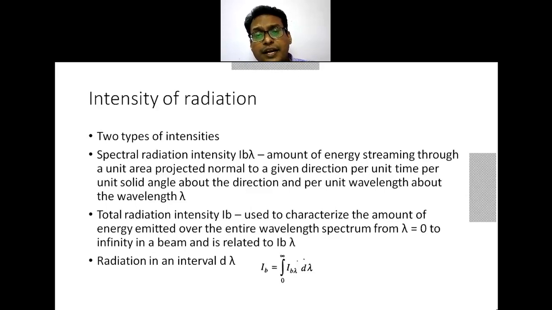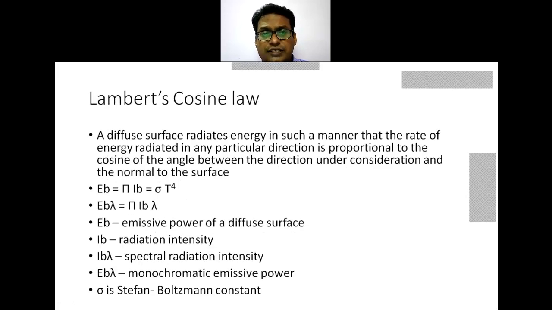And the total radiation intensity IB is used to characterize the amount of energy emitted over the entire wavelength of the spectrum, that is, for lambda from 0 to infinity. That is why we integrate the spectral radiation intensity multiplied by d lambda, where d lambda is a small wavelength interval. So these are the two intensities, the spectral radiation intensity and the total radiation intensity.